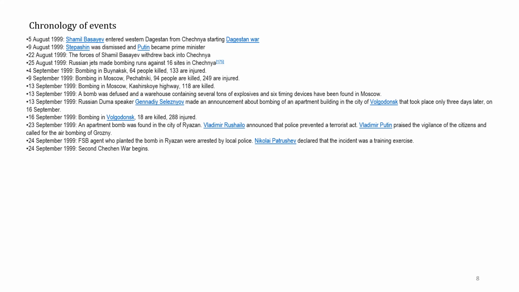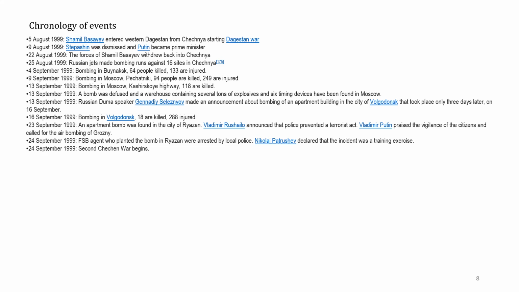13th of September, a bomb was defused in a warehouse containing several tons of explosives, and 6 timing devices have been found in Moscow. Again, on September 13th, Russian Duma Speaker Gennady Seleznev made an announcement about bombing of an apartment building in the city of Volgodonsk that took place only 3 days later, on September 16th. Again, September 16th was this bombing. 18 are killed, 288 injured.